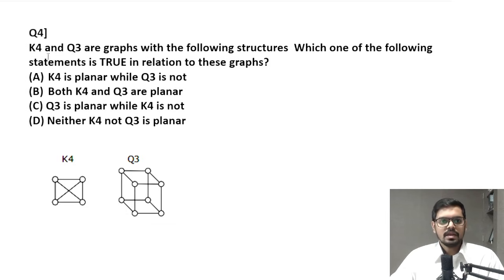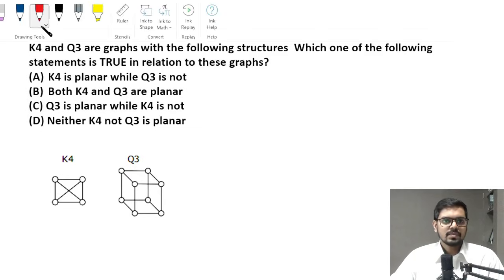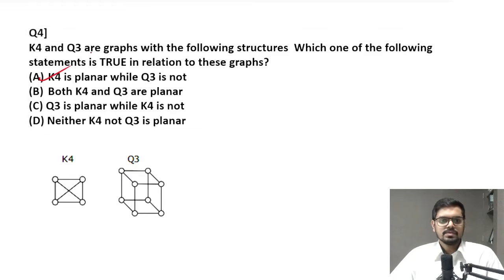Tried. Question says K4 and Q3 are the graphs. Which of the following statements is true about these graphs? K4 is planar, Q3 is not. Both of them are planar. Q3 is planar, K4 is not. Both of them are not planar. If you have seen the lecture, you will say, sir, K4 is always planar. So options with K4 not planar are wrong. Talking about Q3, Q3 is also planar. The answer is option B.